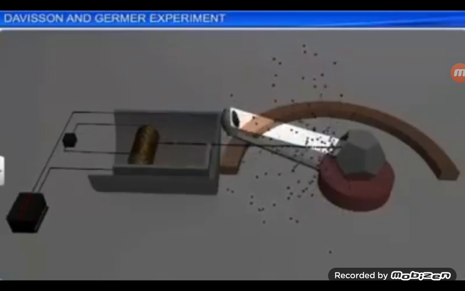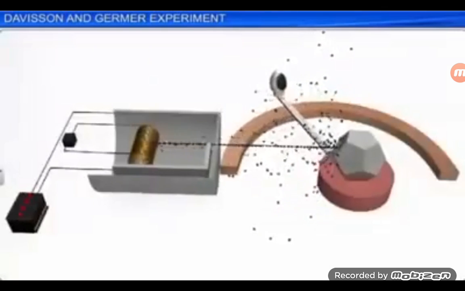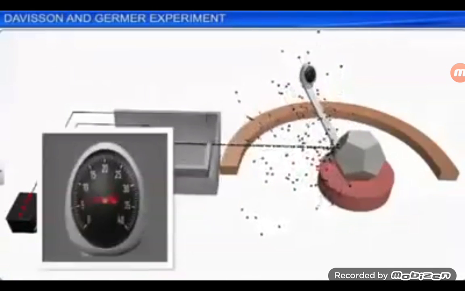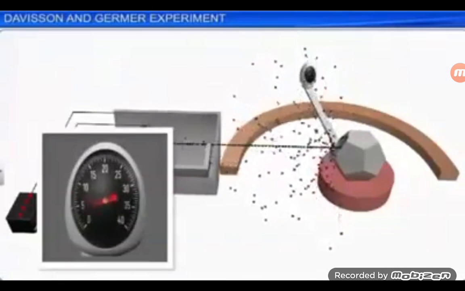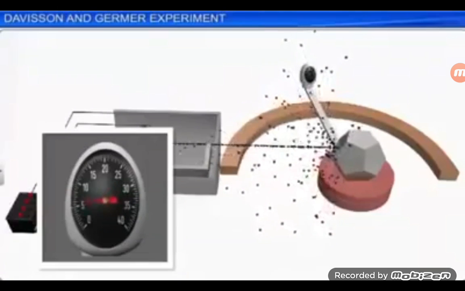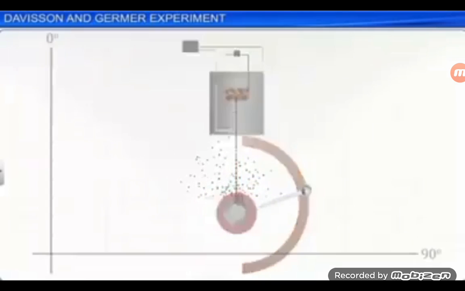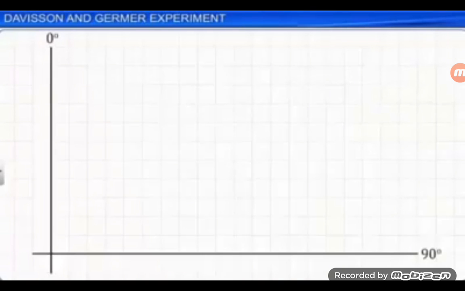By moving the detector on the circular scale to different positions, the intensity of the scattered electron beam is measured for different values of the angle of scattering, theta, which is the angle between the incident and the scattered electron beams. This experiment was performed by varying the accelerating voltage from 44 volt to 68 volt.